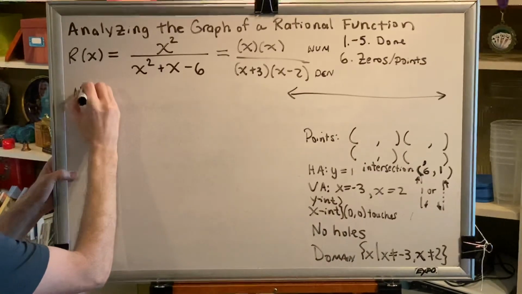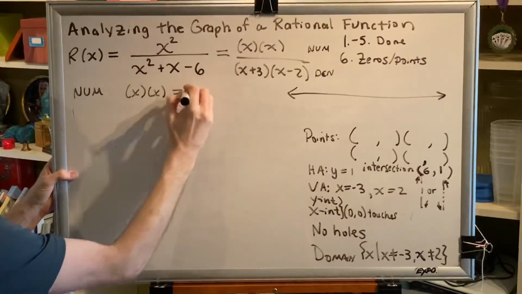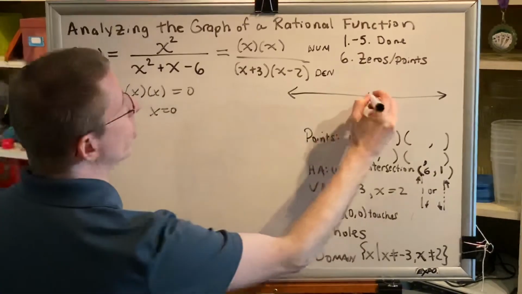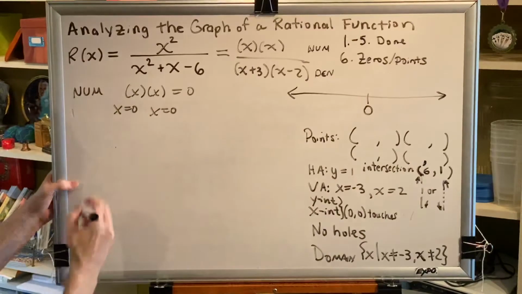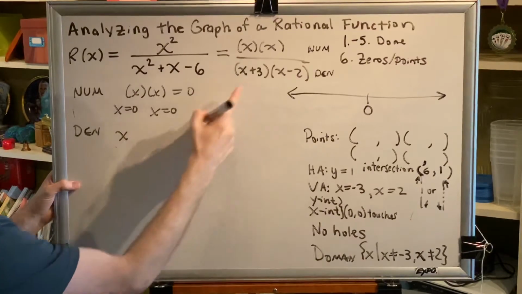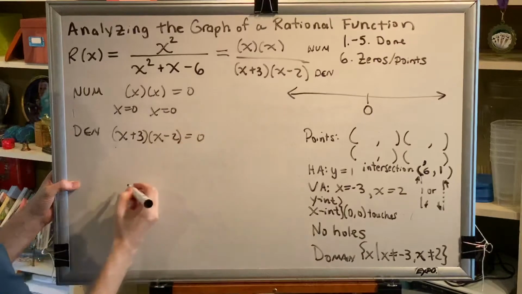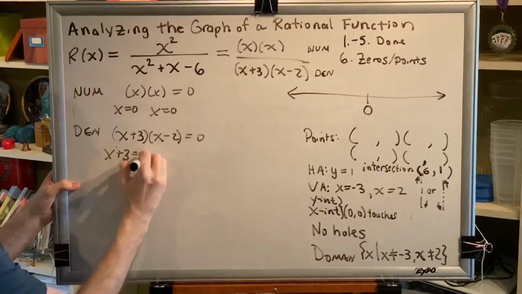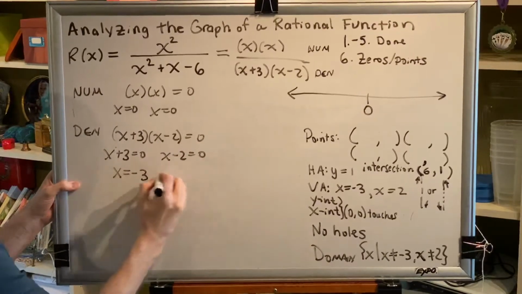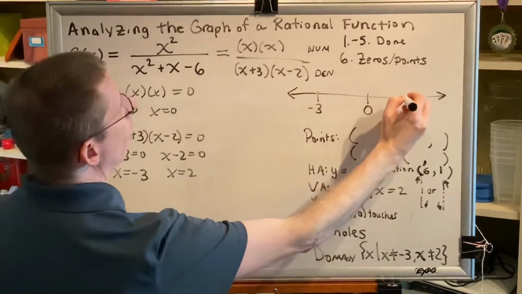All right, so first the numerator. So the numerator is x times x, and we want that to be 0. So by the zero product property, we get x equals 0, x equals 0. So 0 is one of the zeros of our numerator. All right, then we have the denominator. Our denominator is in factored form x plus 3 times x minus 2. When we set that equal to 0, by the zero product property, we get x plus 3 equals 0, x minus 2 equals 0. Solving each one, we get x equals negative 3, x equals 2. So those values are going to go on our number line as well.